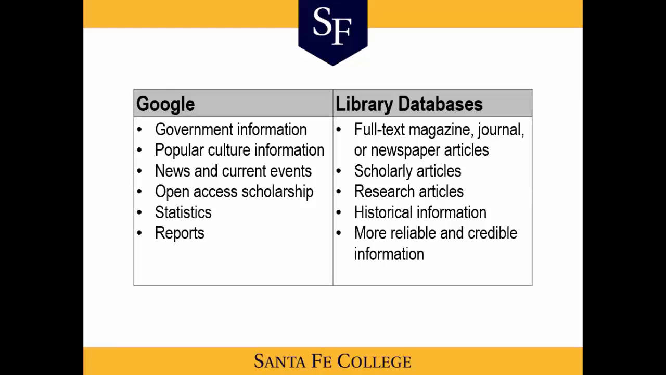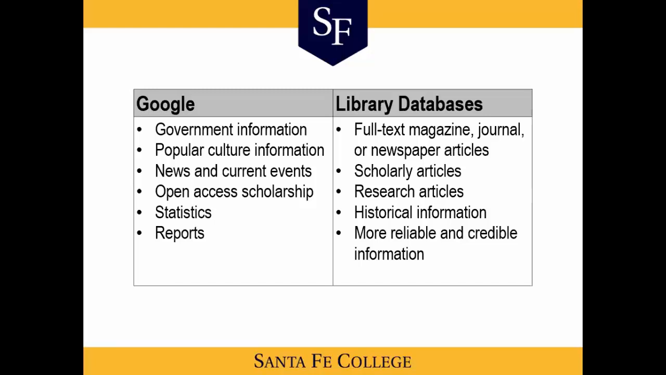Library databases are also a good place to go for scholarly and research articles because they give you the option to limit to those. Most library database interfaces have a very easy little checkbox that you can check to say that you want scholarly or peer-reviewed articles. Whereas in Google, you're going to have to evaluate what you find to figure out if it's scholarly or peer-reviewed or not.